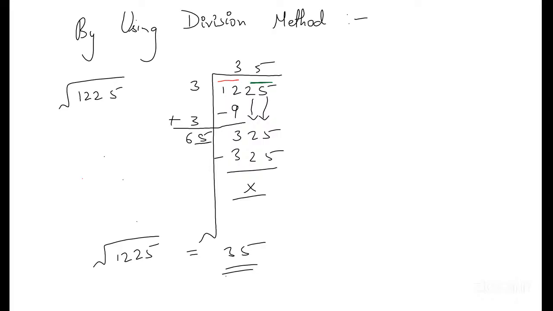See, first I got 3. I can only take square numbers such as 2 into 2, 3 into 3, 4 into 4. So I took 3 into 3 and got 9. Then that 3 which is on the top is also added to the side. The numbers that we put on the top, the quotient, we keep on adding them on the side also. Like this 5 also will be added, and it will become 70.